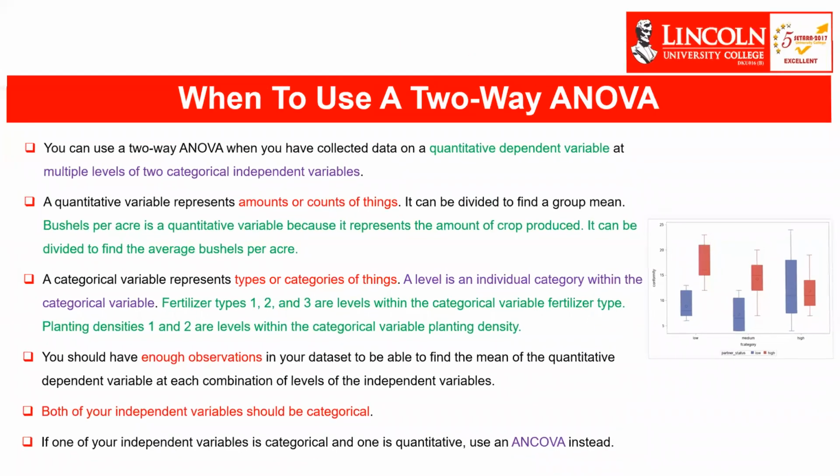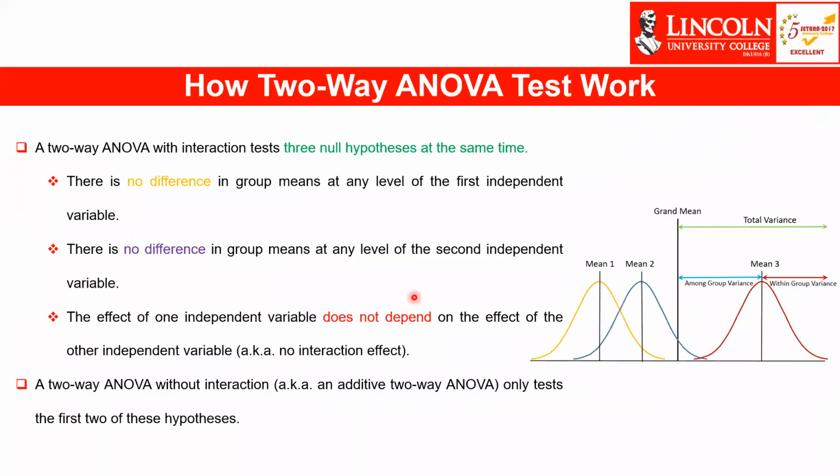Okay, so now, how does this particular two-way ANOVA test work? A two-way ANOVA with interaction tests three null hypotheses at the same time. The first one is there's no difference in group means at any level of the first independent variable. The second is there's no difference in group means at any level of the second independent variable. And the last one is the effect of one independent variable does not depend on the effect of the other independent variable. That is, no interaction effect. A two-way ANOVA without interaction, that is an additive two-way ANOVA, only tests two of these hypotheses.